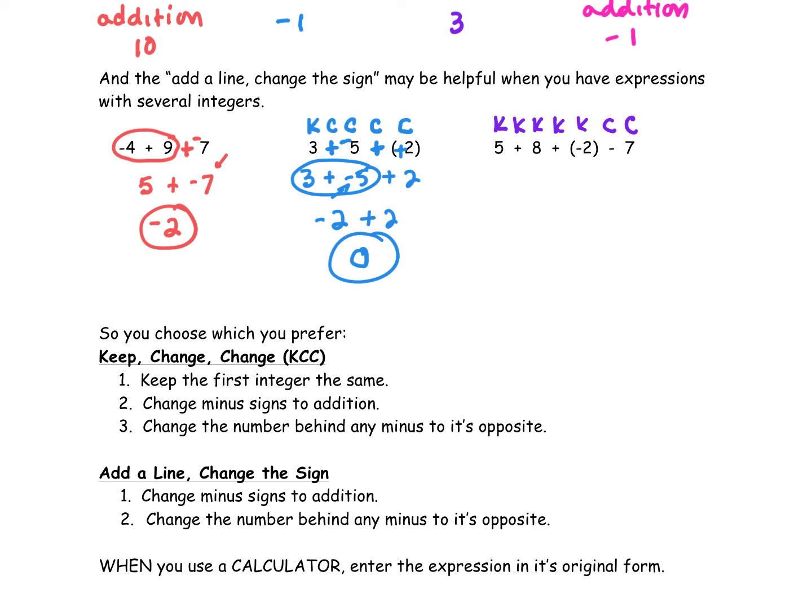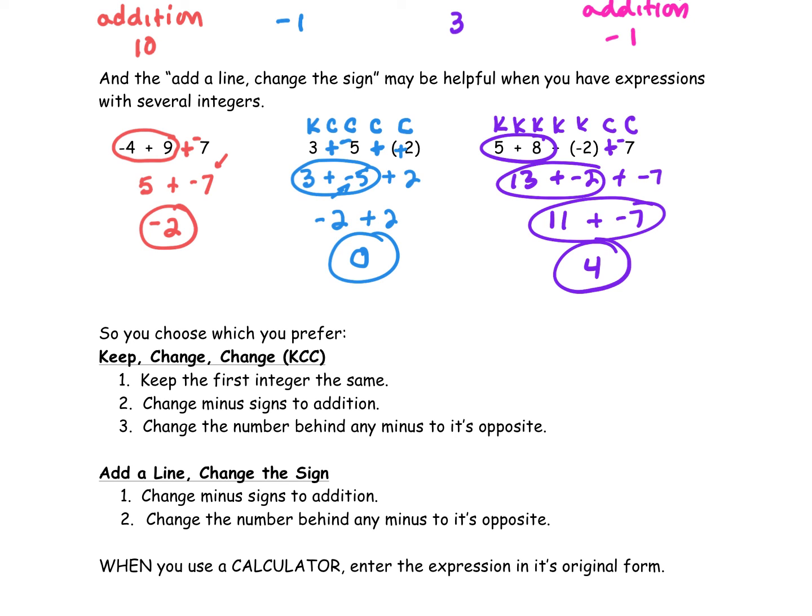So instead of doing that, I would just scan the problem until I came up to a minus sign, and I'd add a line, and then I'd change the sign of the number behind it. So would you please try this now, and then start the video again to look at the answer. The answer to the last expression should have been 4.